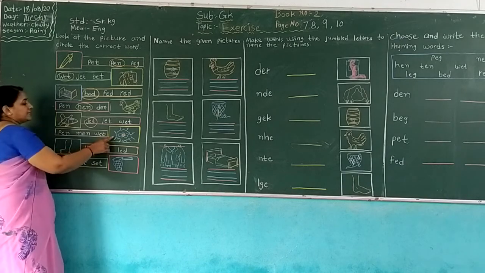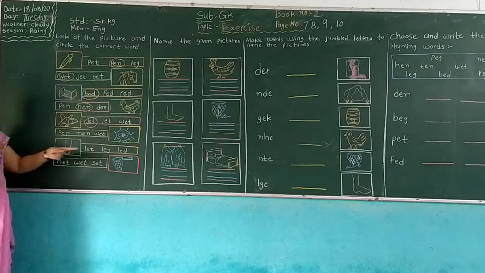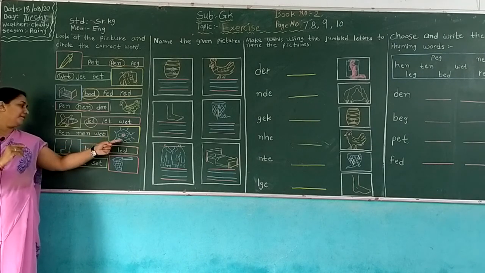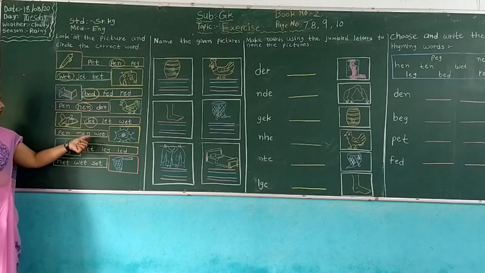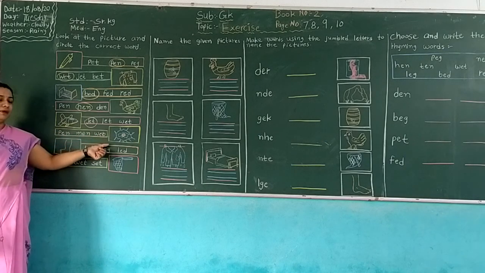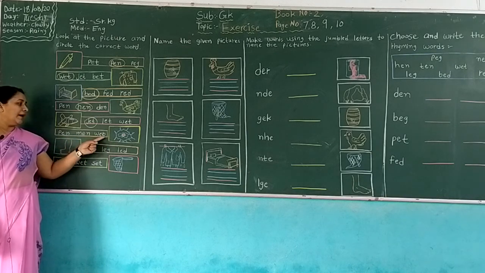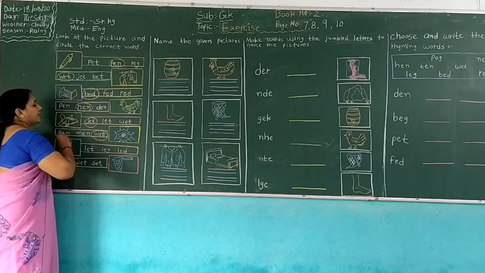Then which picture is this? It's a web picture. Okay. A spider makes a web. Which picture? Web. Pen, man, web. Now which word is related to web? Web. That means we circle the web.